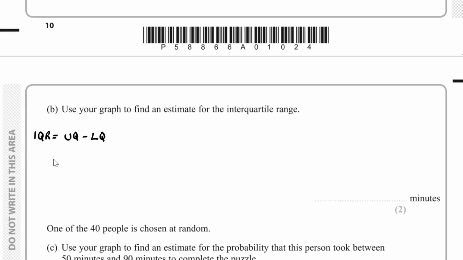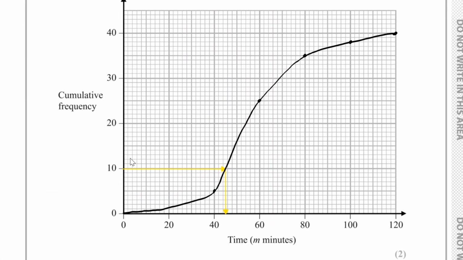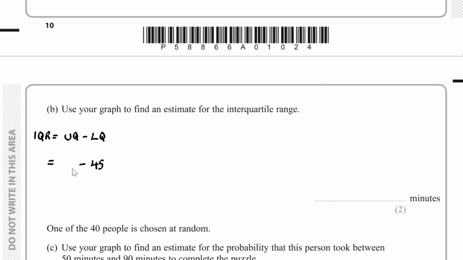So what we have over here is the lower quartile being 45 and the upper quartile, well, lower quartile times 3, so 10 times by 3, that's 30. So if I draw a line across from 30 and then draw a line down, we have over here 69. Okay, so here the interquartile range, that's equal to 69 take away 45, so that is equal to 24. So here we've got 24 minutes.